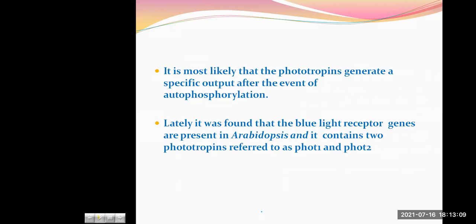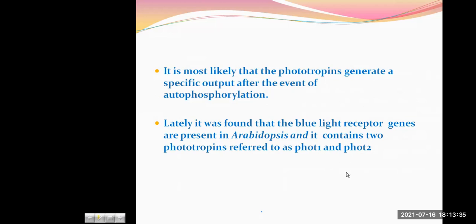Similarly, when these phototropins are autophosphorylated, they give an output. And what is that output? We have to know it. Lately it was found that it is the blue light receptor genes which are present in Arabidopsis thaliana. Arabidopsis is an experimental plant from which we have developed so many models in genetics, in plant physiology, etc.